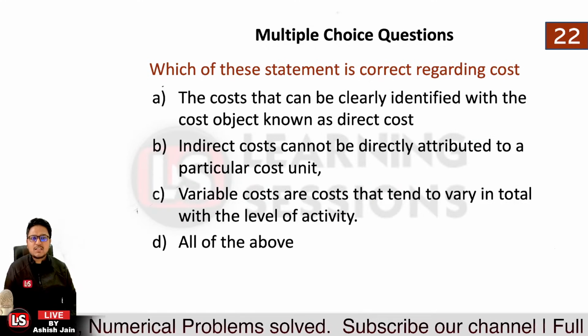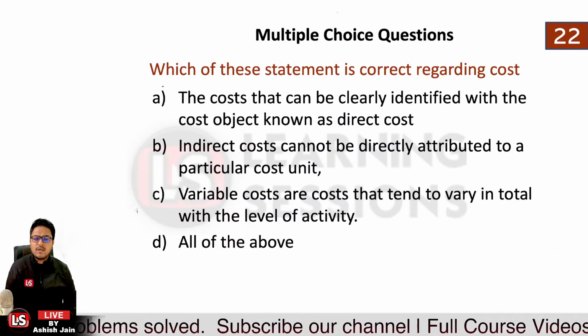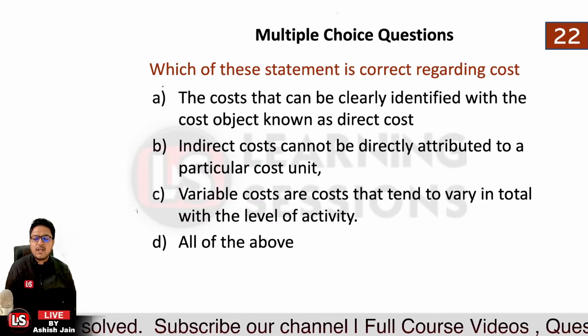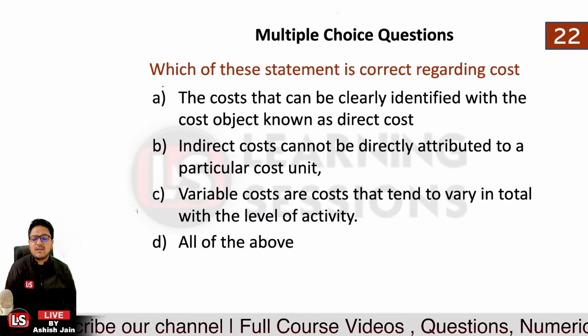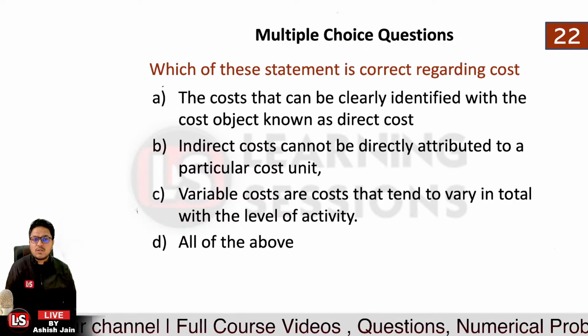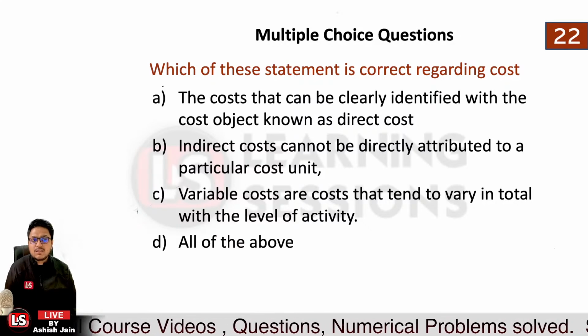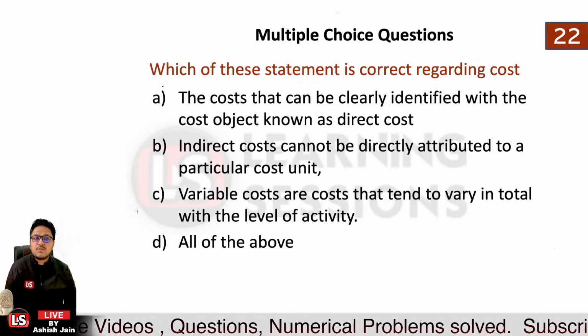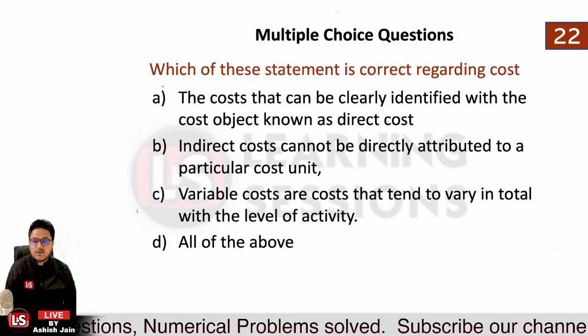The next question says, which of the following statements is correct related to cost? The costs that can be clearly identified with the cost object are known as direct cost. Yes, it is true. That is known as direct cost.